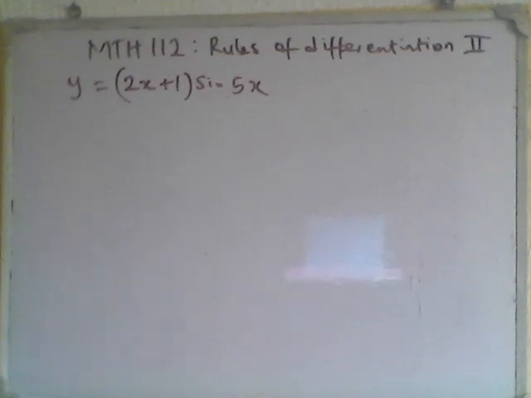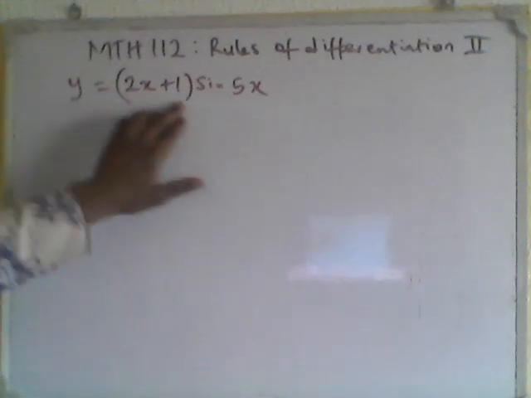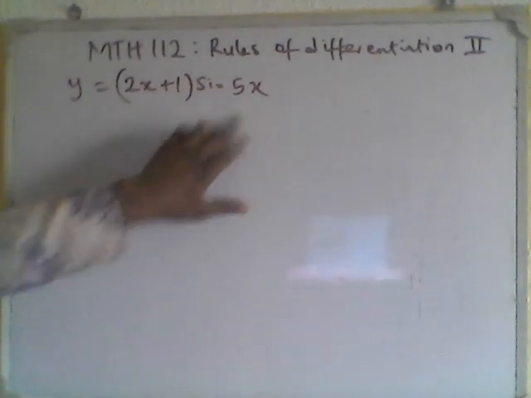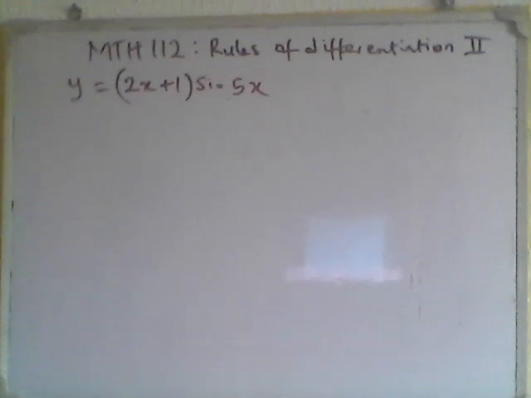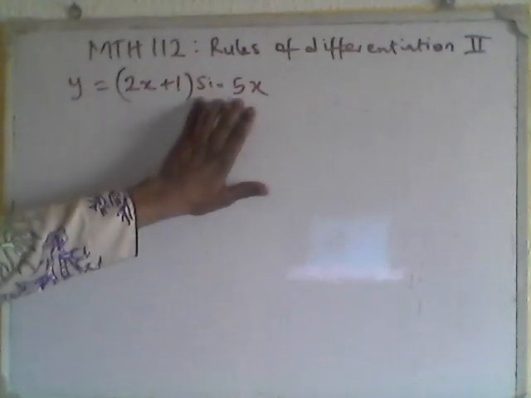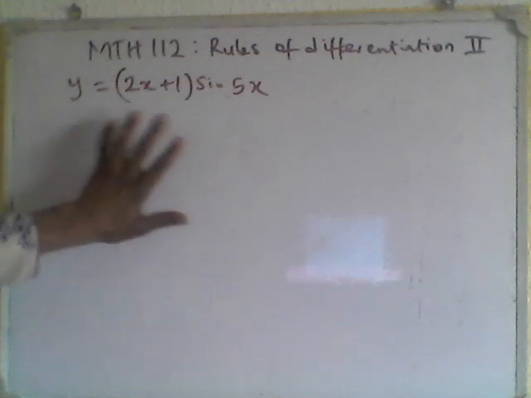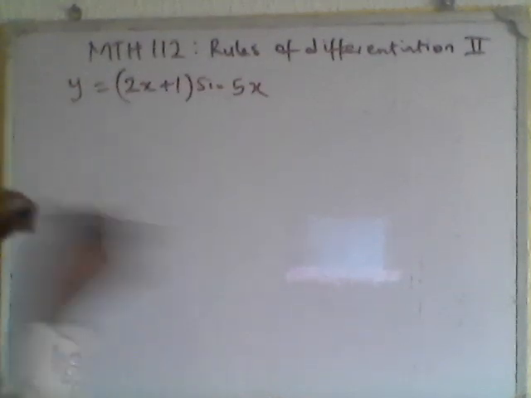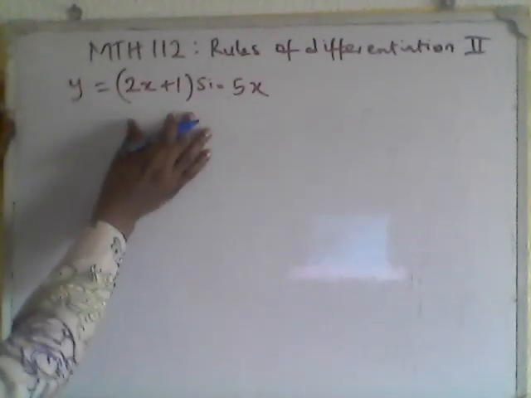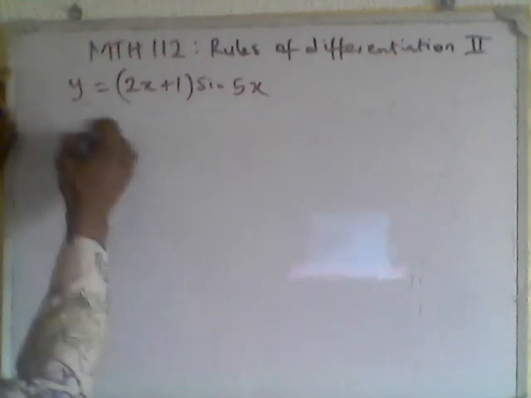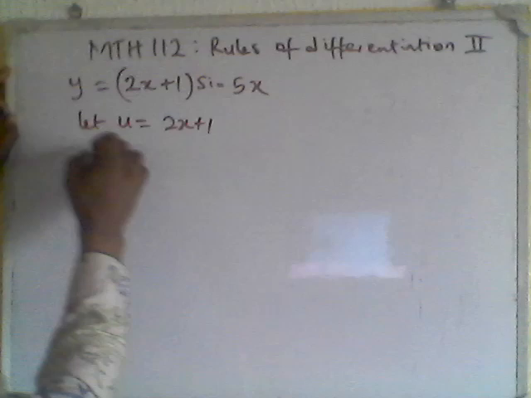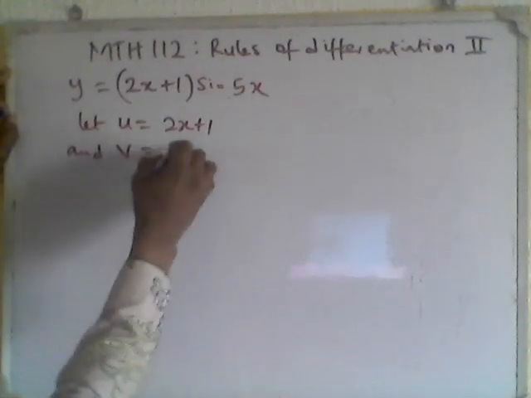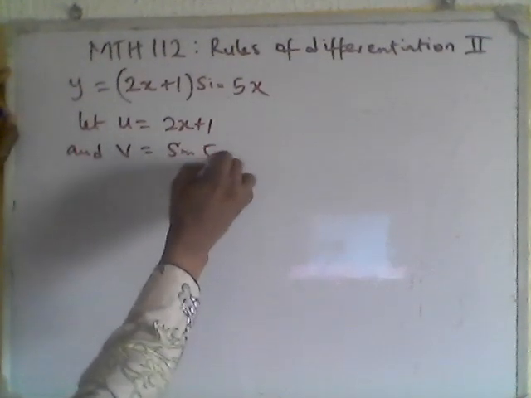Okay, so look at the board how we have y is equals to 2x plus 1 sine 5x. So again, we would identify the two functions. This one is still the same thing, but you have trig inside a polynomial. Okay, so this is a product. There are two functions, this function and this function. Okay, so I would say let u be 2x plus 1 and v be sine 5x.